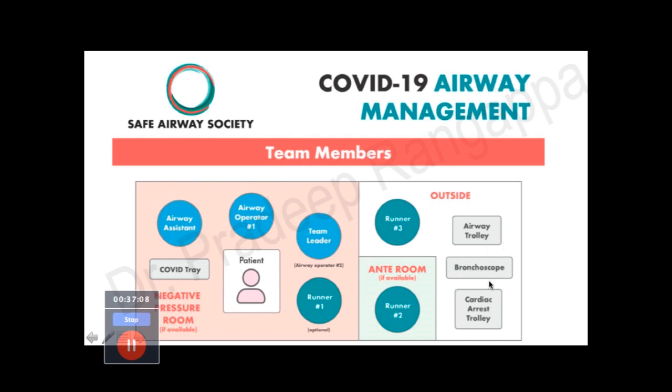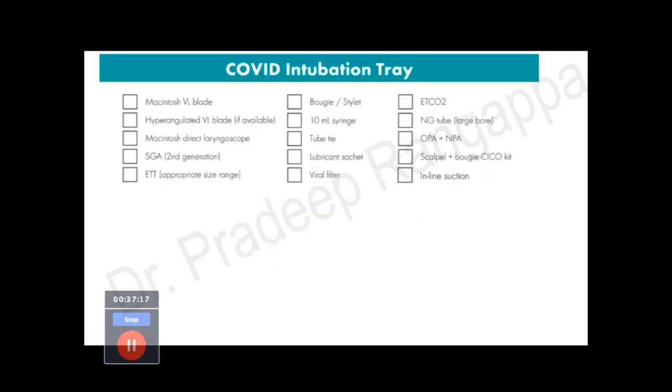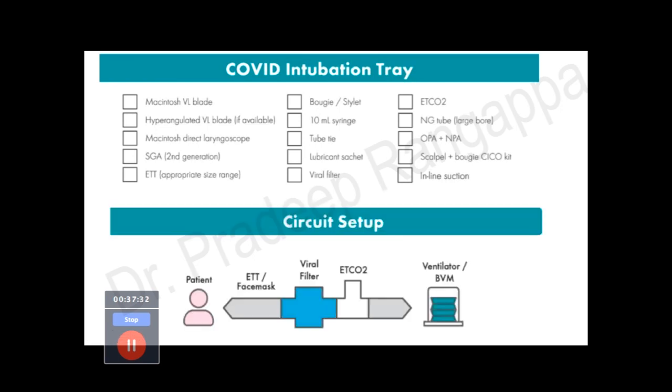So they also suggest you should have a bronchoscope, airway trolley, and cardiac arrest trolley, which is only designated for COVID patients. And they have a checklist. So every unit can prepare their own checklist and see what is relevant to their unit. So in Colombo, we do have a checklist for intubation. We could adopt the same checklist for COVID patients as well.